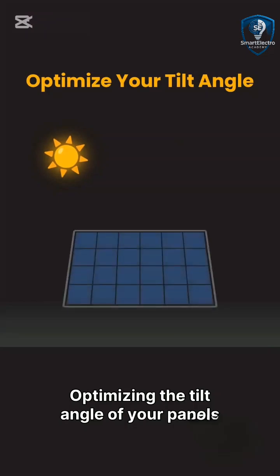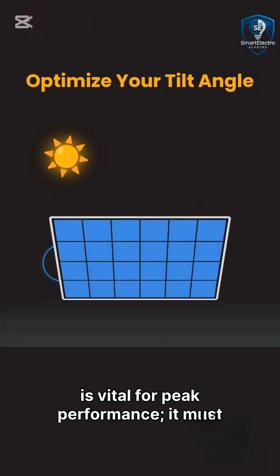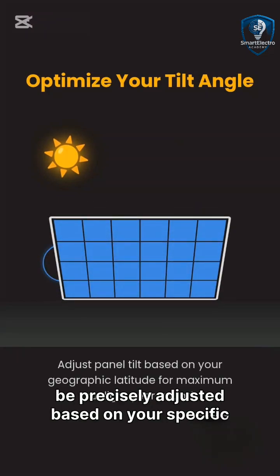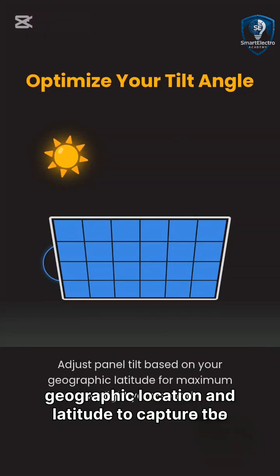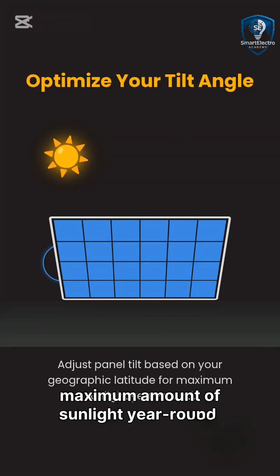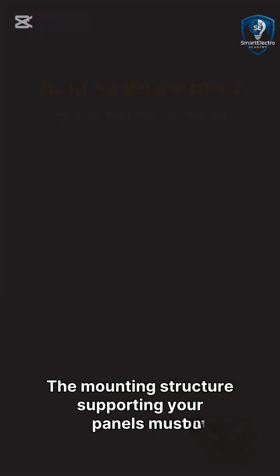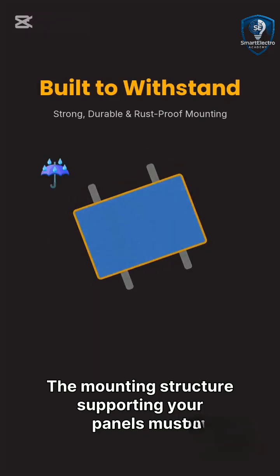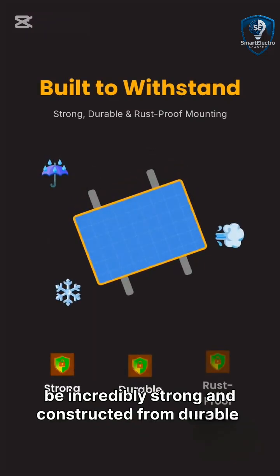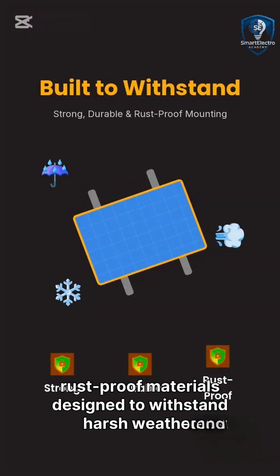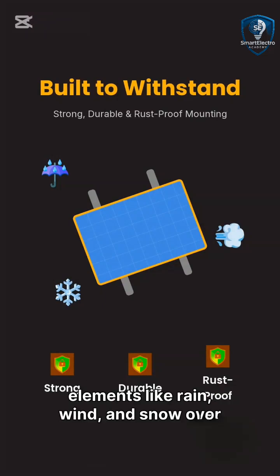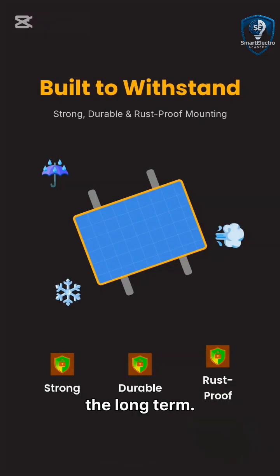Optimizing the tilt angle of your panels is vital for peak performance. It must be precisely adjusted based on your specific geographic location and latitude to capture the maximum amount of sunlight year-round. The mounting structure supporting your panels must be incredibly strong and constructed from durable, rust-proof materials designed to withstand harsh weather elements like rain, wind, and snow over the long term.